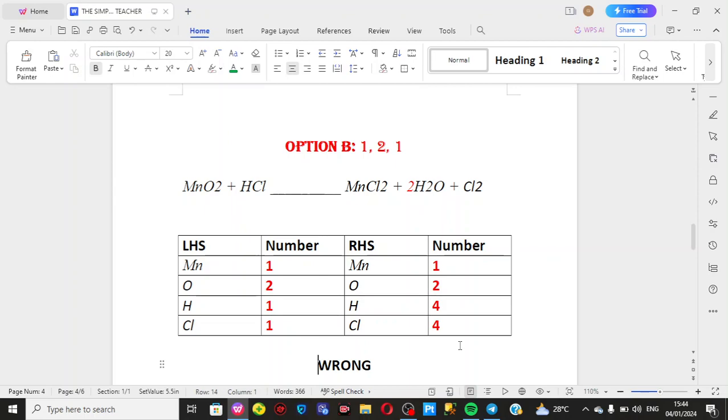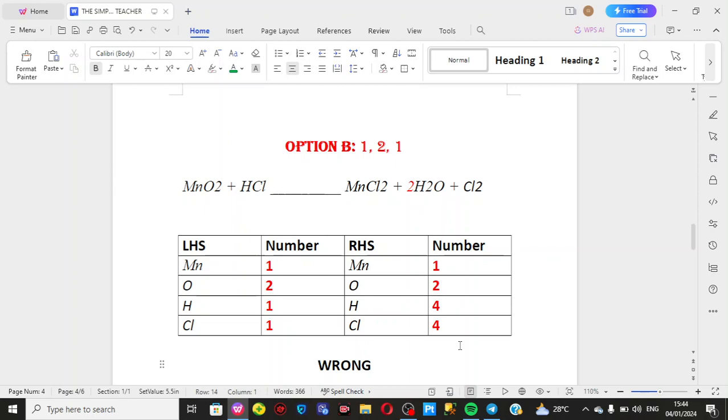Now in hydrogen, how many can you see? From the left hand side, you can just see 1. But at the right hand side, we have 4, because the 2 in front of water will multiply the hydrogen there. It will give us 4 atoms of hydrogen.